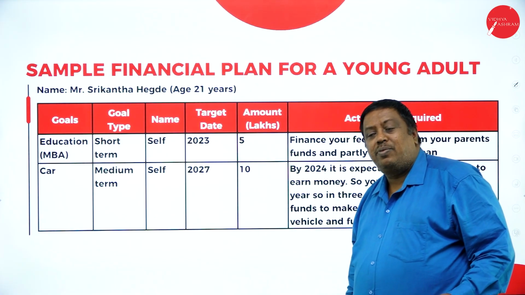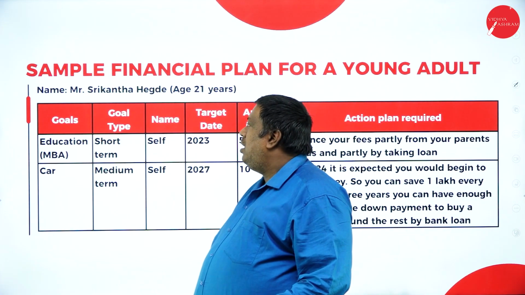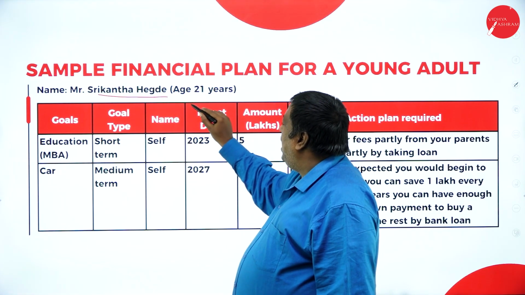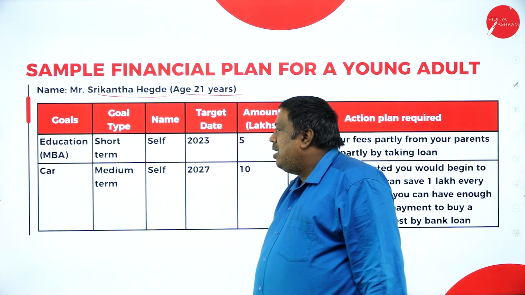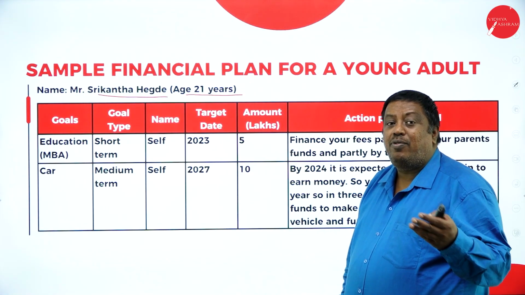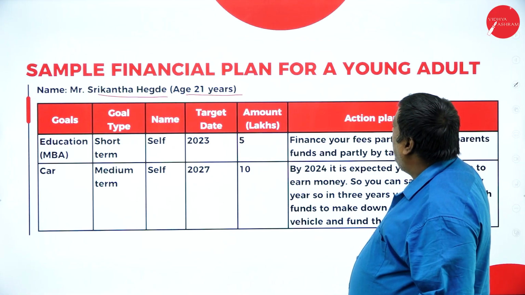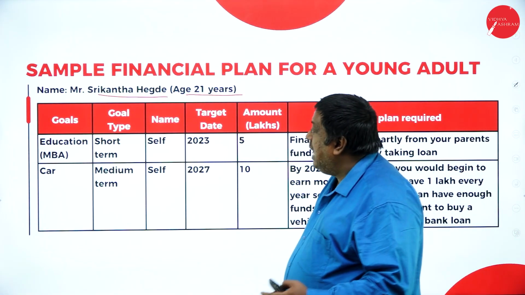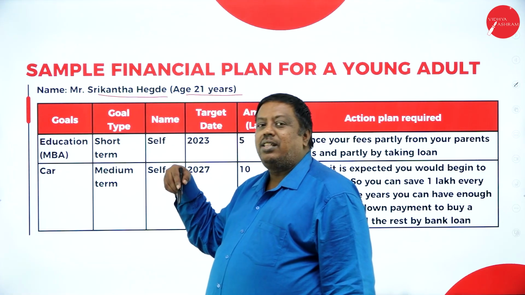And the third concept we have taken, it is very simple here. Assume that I'm Srikanth Egde, my age is 21 years, and based on the financial goals, when it is required and what type of goal it is, we are going to discuss here. I have to make a plan and give it to Srikanth Egde. Assume that I'm Srikanth Egde now.